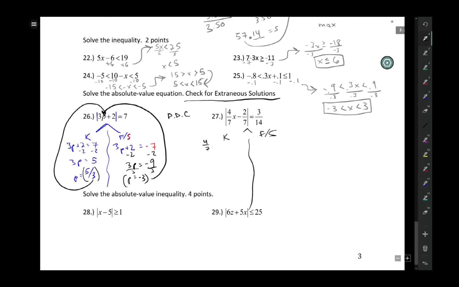4/7 x minus 2/7 equals 3/14. You can choose to work with fractions. You can choose to wipe them out. Myself, I'm going to multiply everything by, we'll say 7 here just to wipe fractions out. So that means I have 4x minus 2 equals 21 over 14.